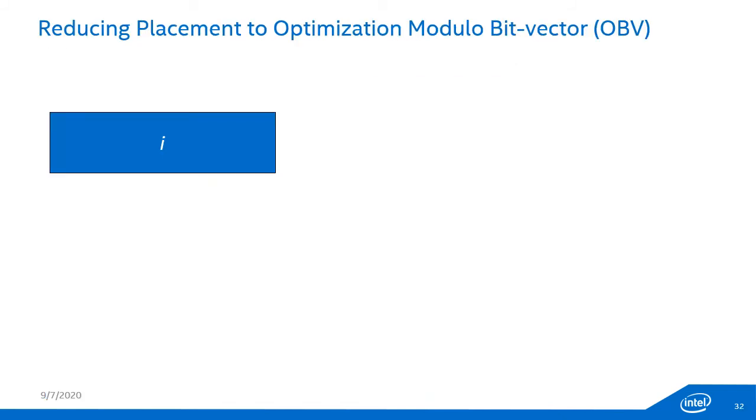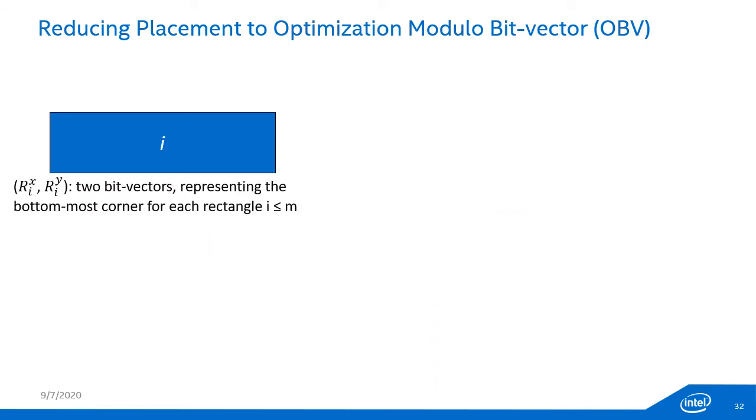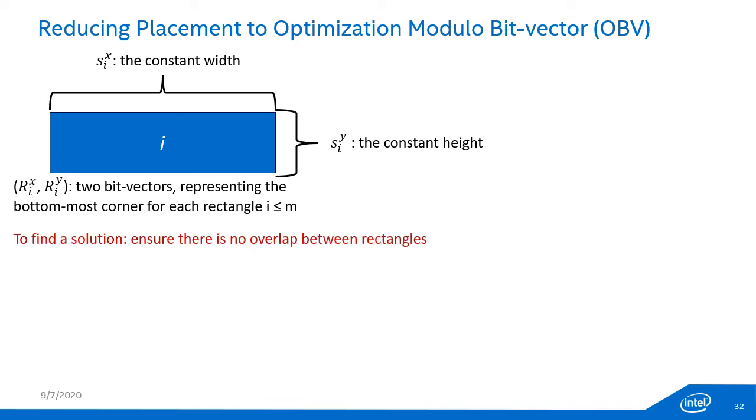And the placement problem can be reduced to it as follows. We associate two bit vectors with every rectangle. These bit vectors represent the bottommost corner for each rectangle. And then there are also the constant width and the constant height. And to find a solution, we just need to ensure that there is no overlap between the rectangles.